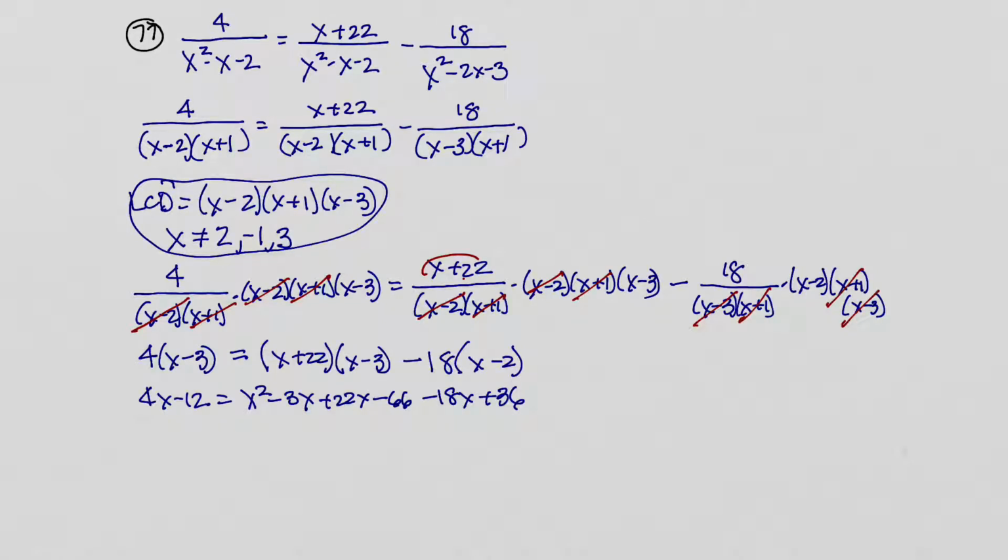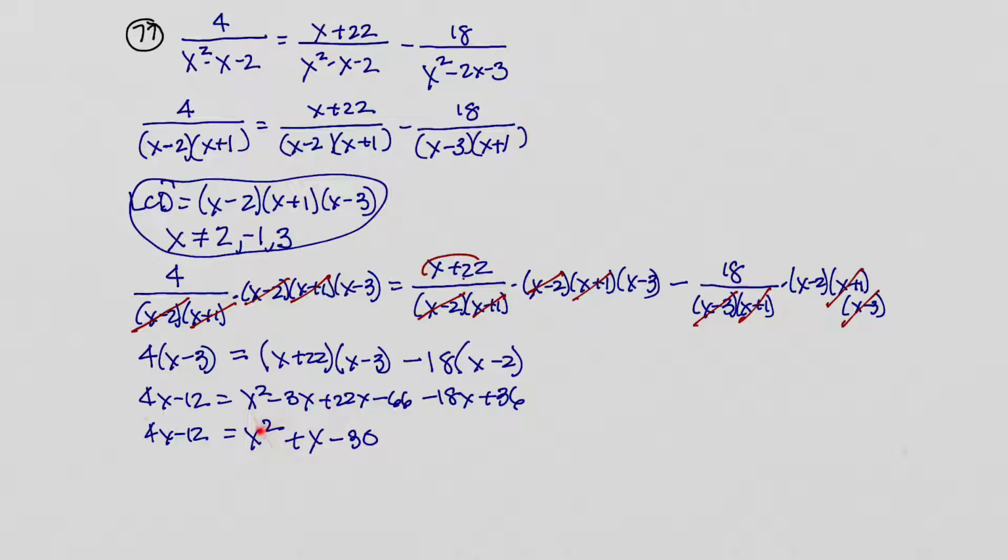So let's combine some like terms. We'll get this 4x minus 12 equals, now on this right side we've got an x squared. And then let's count them up. We've got negative 3x plus 22x. That's 19x. But 19x minus 18x just leaves an x. So we've got a plus x. And then, what have we got here? We've got negative 66 plus 36. That's going to give us a negative 30. So minus 30.